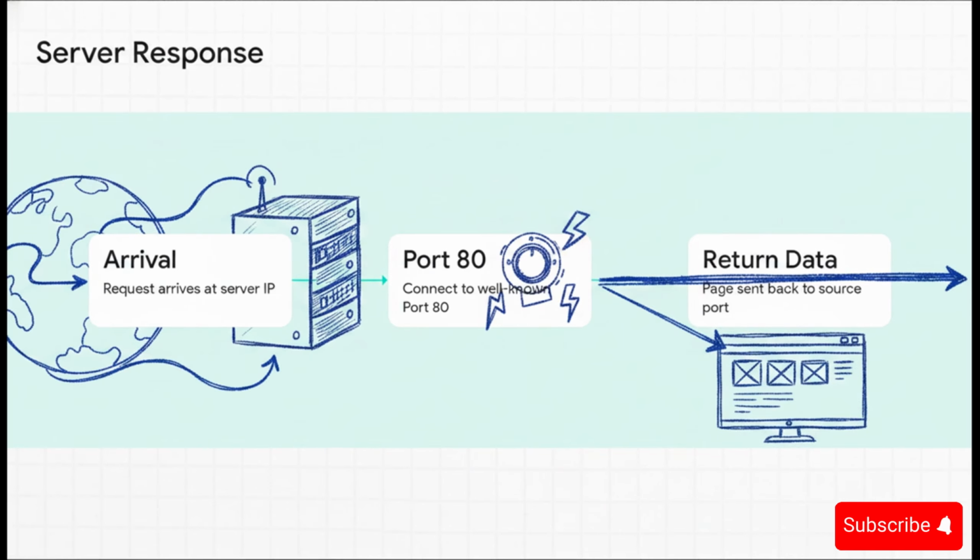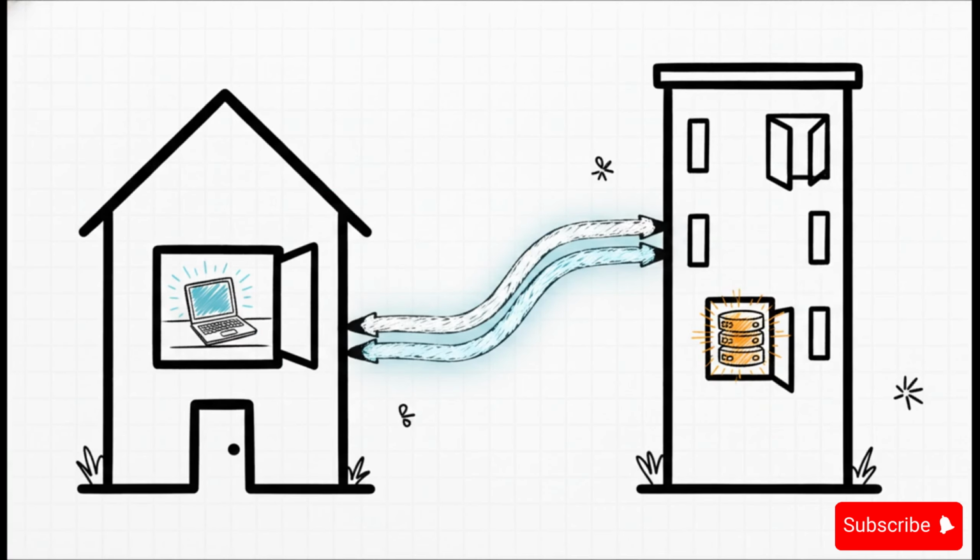Next, your request zips across the internet to Google's destination IP address. It enters the server house and immediately walks up to well-known port 80. The server processes this, packages up the web page, and fires it right back, and it targets your unique dynamic port, that 52132 we mentioned, to deliver the website directly to the exact browser tab you opened. And that creates the final successful handshake.